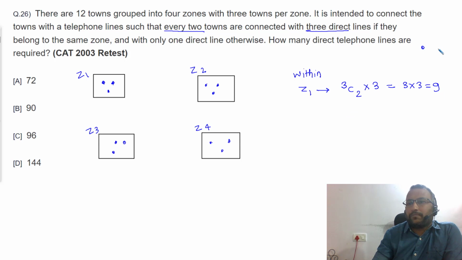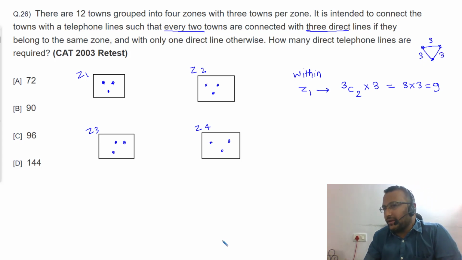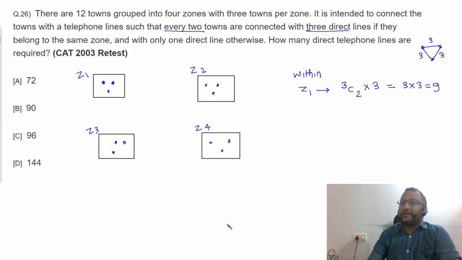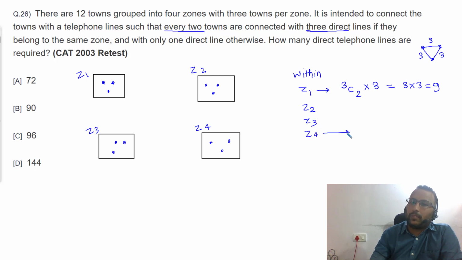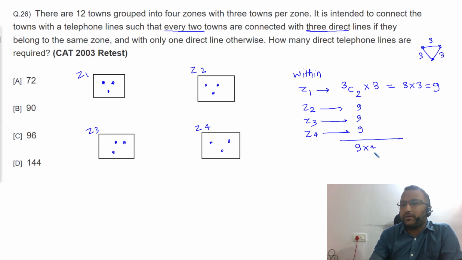For example, look at these two towns connected with three direct lines, these two towns connected with three direct lines, and these two towns connected with three direct lines. So a total of 9 direct lines are required in zone 1. Similarly in zone 2, zone 3 and zone 4. Total 9 direct lines are required in each, that is 9 into 4 is 36, everyone. This is within zone. Okay, now outside zone.